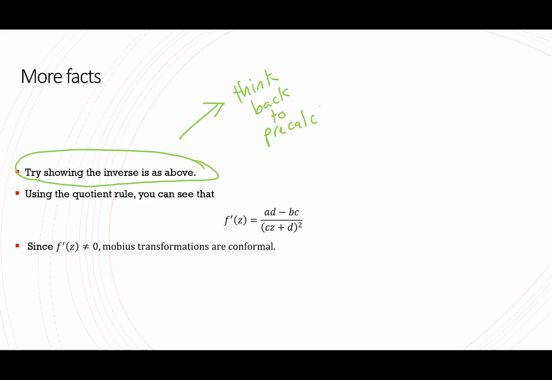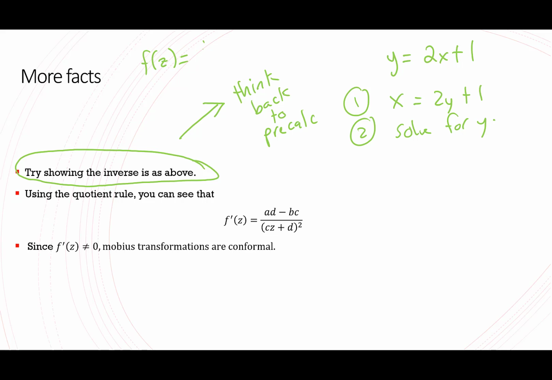Okay, and let me be a little bit more specific with that. Think back to, well, how would you find, let's say, the inverse of y equals 2x plus 1? Well, you would switch x and y, and you would solve for y. Okay, so if you do this process on our f of z equal to (az plus b) over (cz plus d), you'll find the inverse is exactly what we said it is back in the proposition. Okay, so try that though. Make sure your algebra is still good.